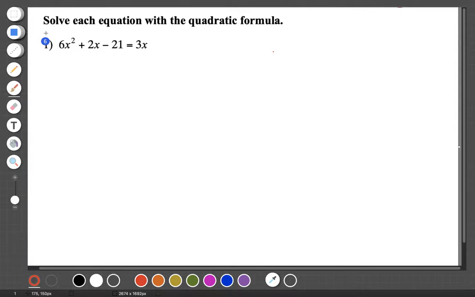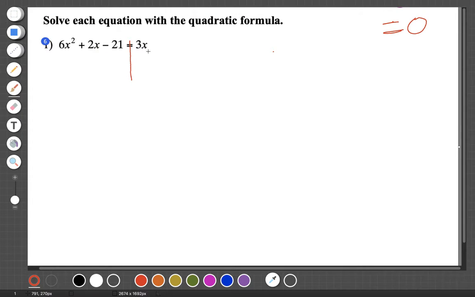Okay, so I have number 6 right here, and we're going to do this one as an example. What we said before is that we always want to make sure, when we solve quadratics that are complex, it's complex because it has an x squared and an x, that we get it set equal to 0.